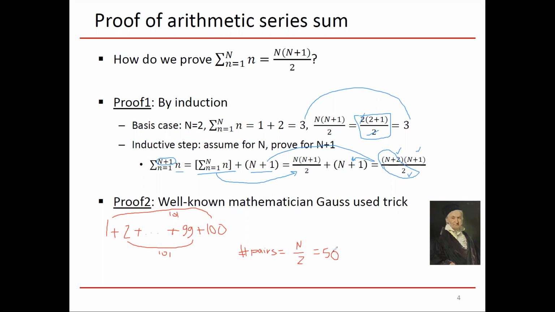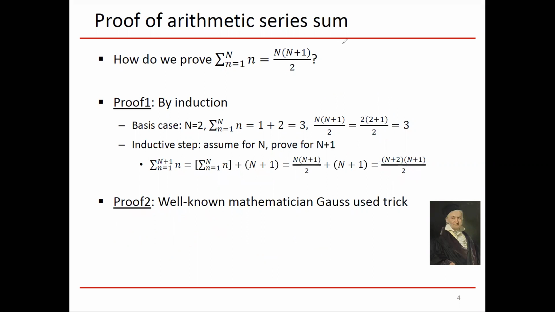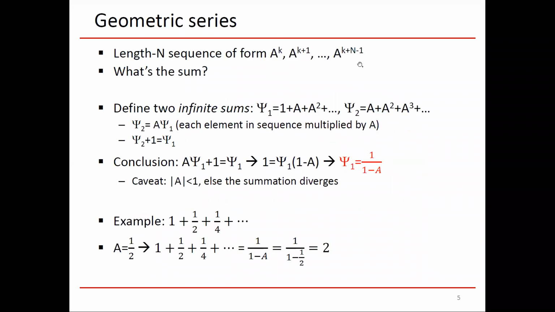All right, so that concludes arithmetic series. And now we're going to move to geometric series. Instead of a linear progression, now we have a sequence of the form capital A to the power of k, A to the k plus 1, A to the k plus 2, up to A to the k plus n minus 1.